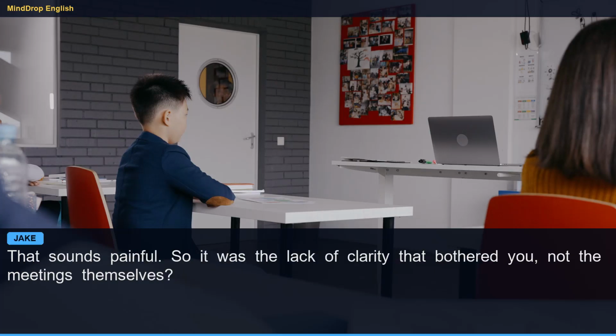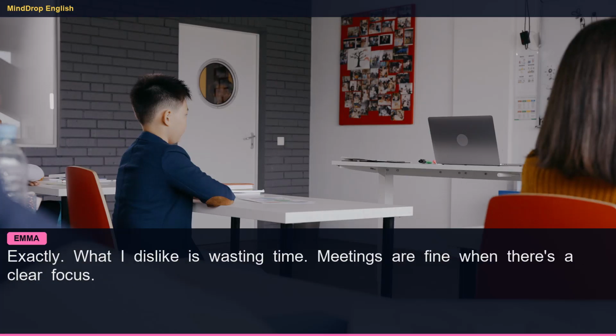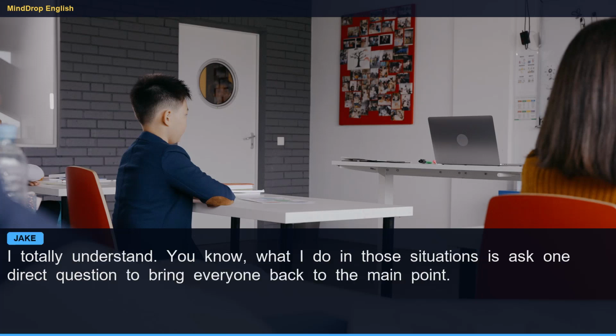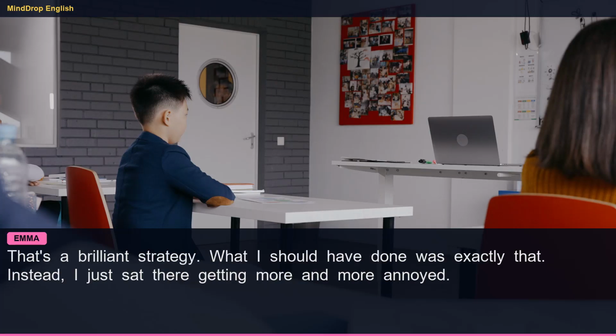That sounds painful. So it was the lack of clarity that bothered you, not the meetings themselves? Exactly. What I dislike is wasting time. Meetings are fine when there's a clear focus. I totally understand. You know, what I do in those situations is ask one direct question to bring everyone back to the main point. That's a brilliant strategy. What I should have done was exactly that. Instead, I just sat there getting more and more annoyed.